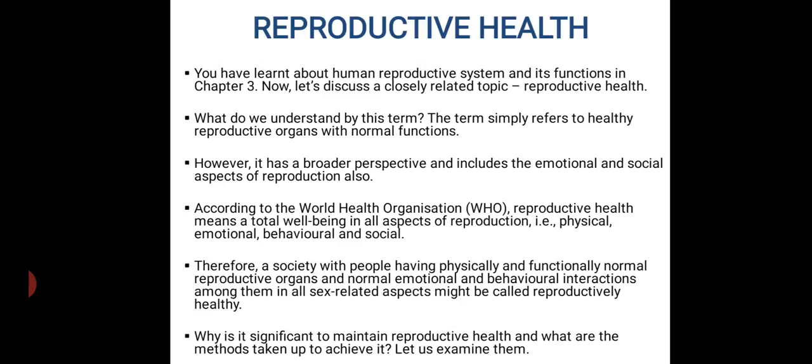That means that not only the proper functioning of reproductive organs is important, but also the mental health, the social, the emotional, the behavioral, each and every kind of these things are very important related to reproductive health. Therefore, a society with people having physically and functionally normal reproductive organs and normal emotional and behavioral interactions among them in all sex related aspects might be called reproductively healthy.